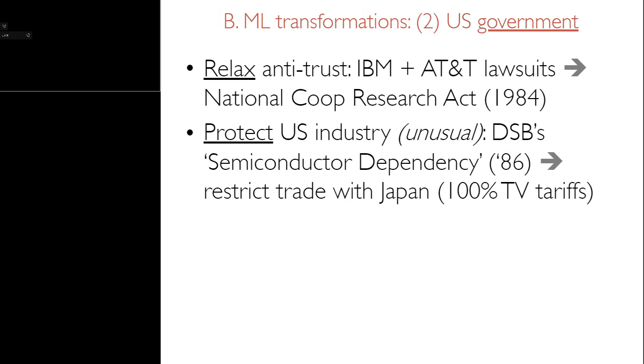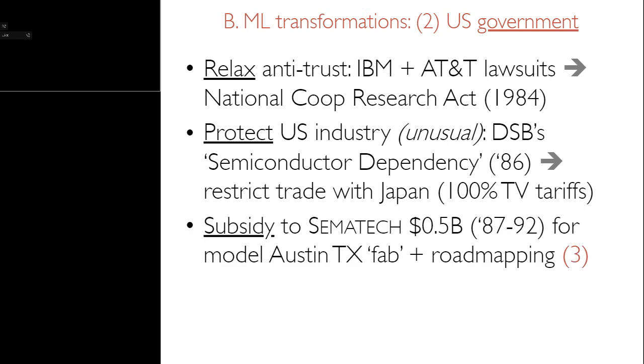The direct subsidy to Semitech came through the Defense Department, through DARPA, about $100 million a year. So in the first 5 years, 1987 to 1992, that accounted for about $500 million. The industry itself kicked in an equivalent amount. So during that first 5 years, Semitech was pretty amply funded with a whole of about $1 billion.